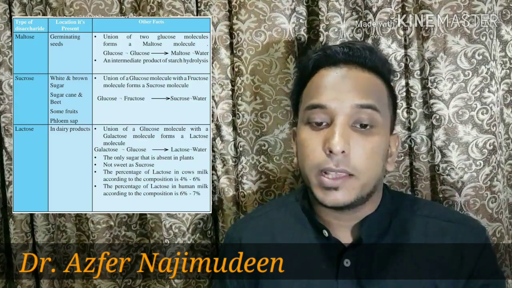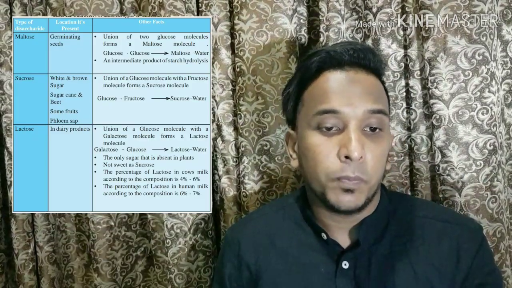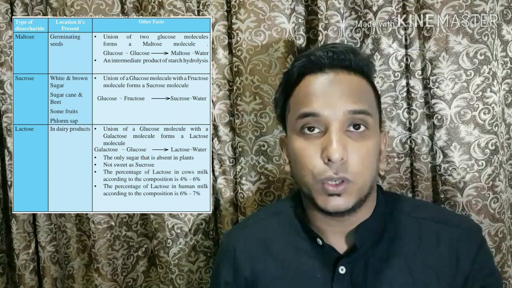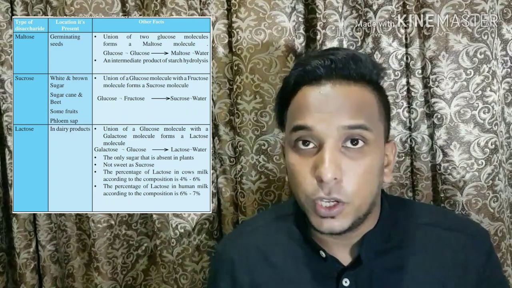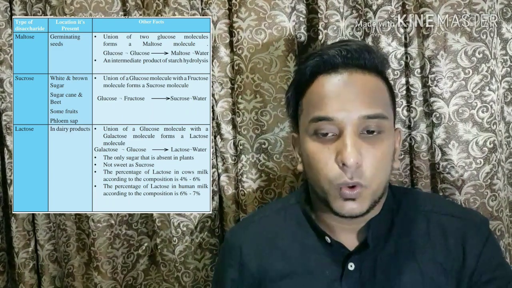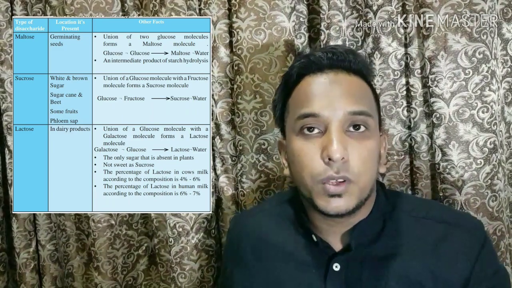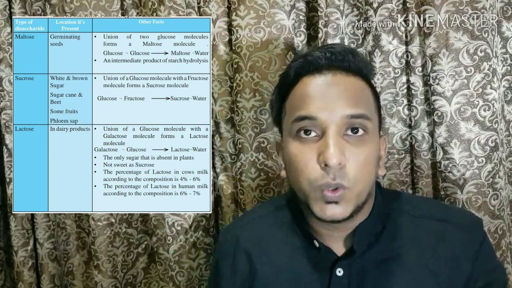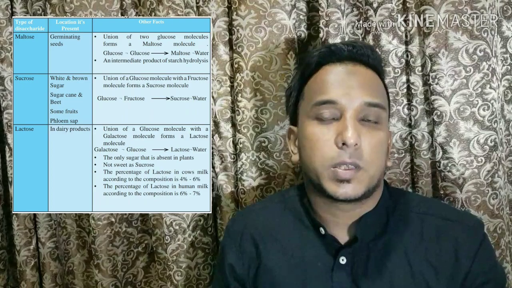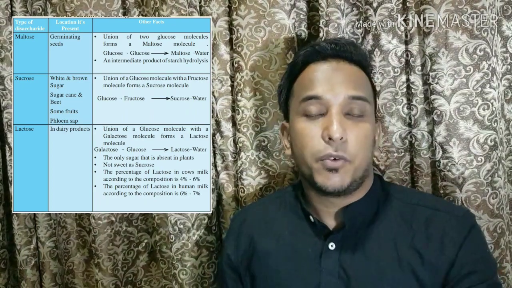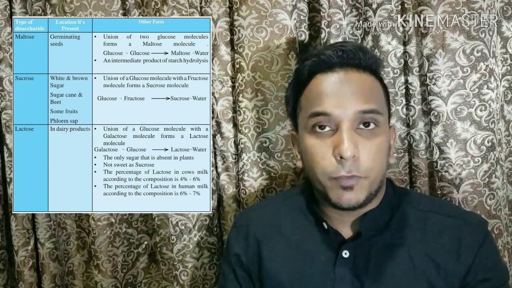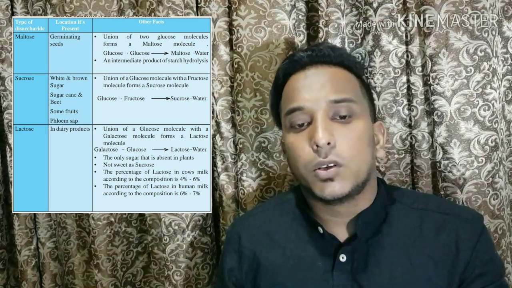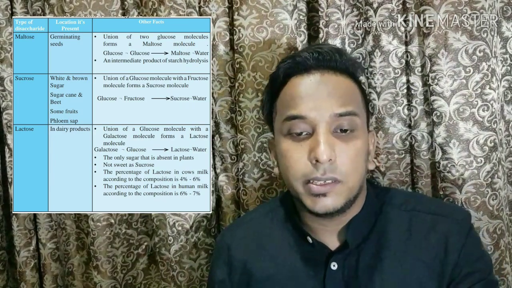The characters of disaccharides are discussed below. Maltose: where could you find maltose? It is present in germinating seeds. In later videos we will show you how we are going to obtain maltose, and I'll be explaining some experiments related to this particular chapter in my future videos. So let's go on to maltose, which is present in germinating seeds.